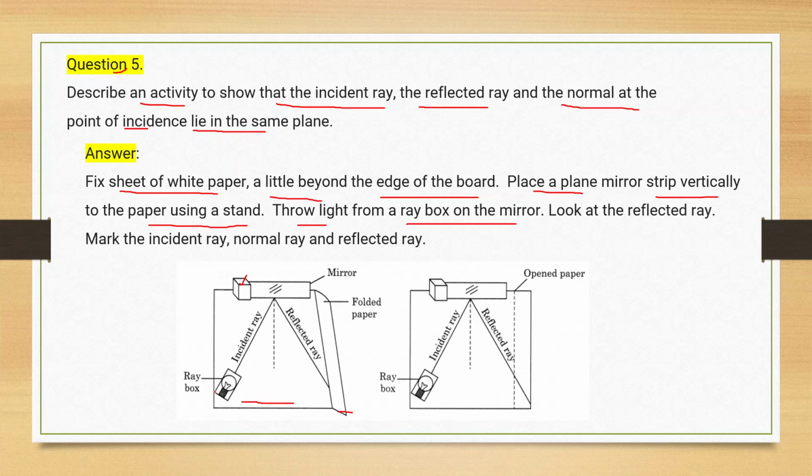This is ray box. Okay, ray box means we can use a torch or any source of light, and this light is thrown in such a way that we will get a single ray. Okay, and this is incident on this mirror. Now look at the reflected ray. Then mark the incident ray, normal ray and reflected ray like this diagram. Okay, this is incident ray, this is normal and this is reflected ray.